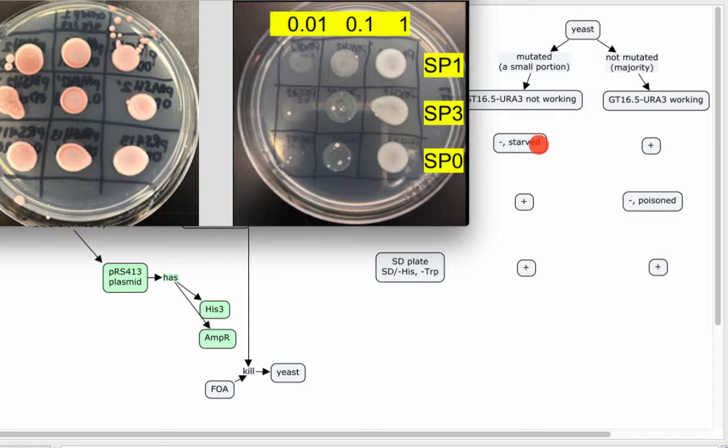So over here, we have the yeast growth pattern on SD plate and also on FOA plate. If you remember from the protocol, the same amount of yeast are plated on SD plate and on FOA plate. So how do we explain the difference in growth pattern?